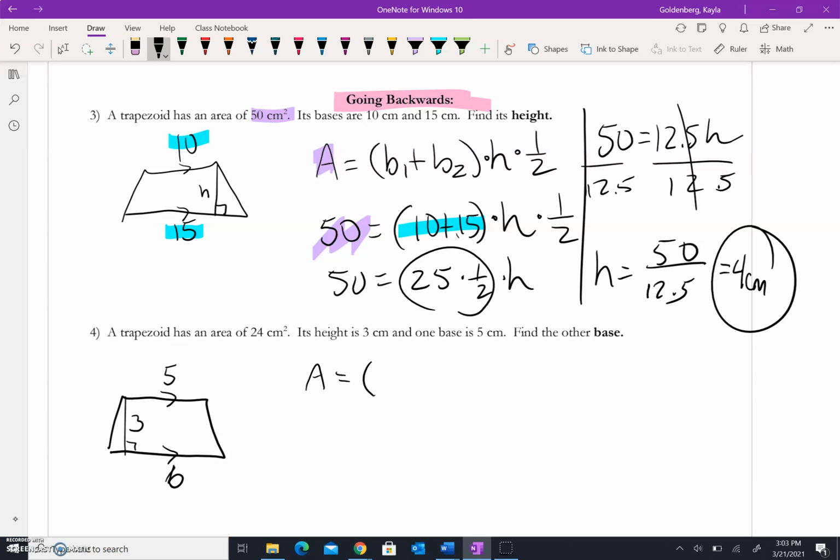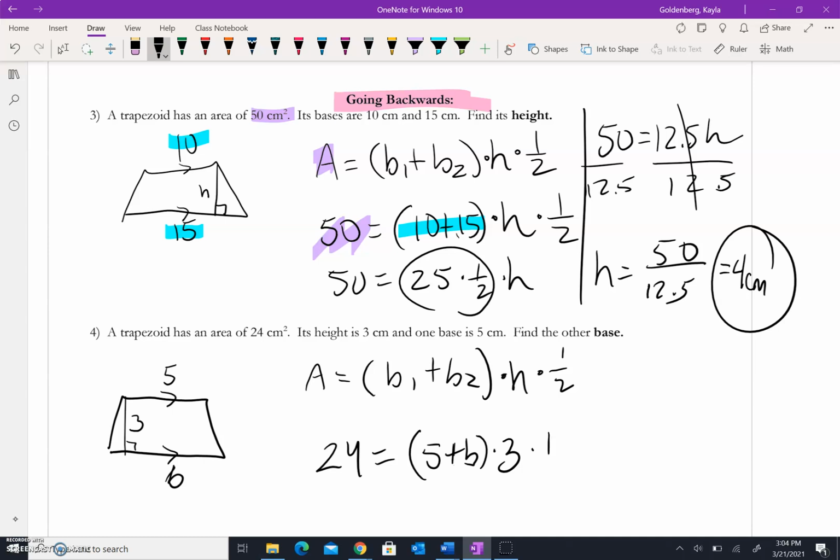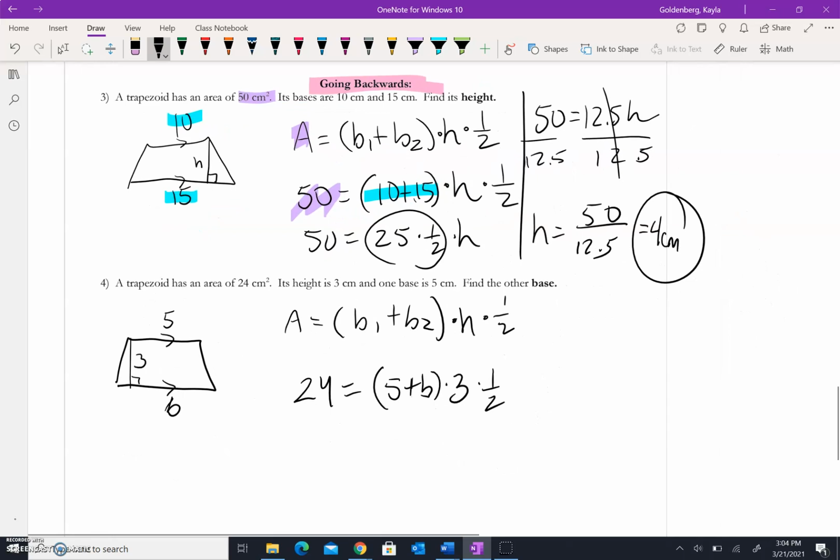So when I fill in everything, this one's going to be a little bit different, right? My height is 3, and then I've got my 1/2. Oops, sorry. I'm filling it in rather than writing the actual formula. So I'm just going to call this 5 plus B for base times 3 times 1/2. So this one's going to be a little bit different. Go ahead and from here, think through what the solving process would be and try it out on your own. Unpause when you're ready to check the solving process.